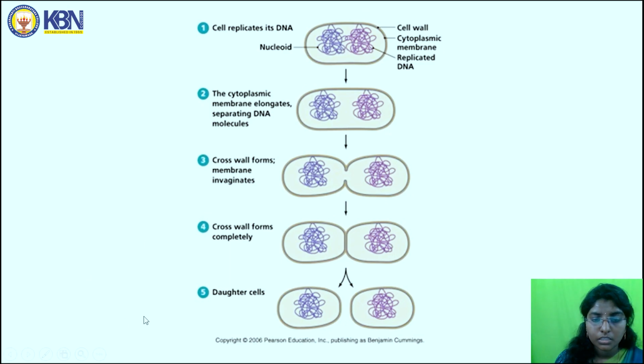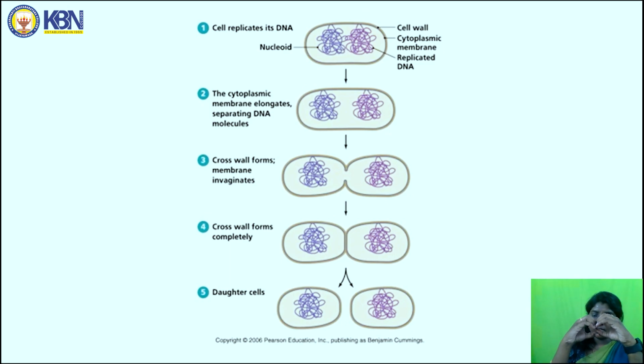After that, daughter cells form in the fifth step. If this is the cell, the nucleoid is present in this. After that, the nucleoid replicates itself, and then the cell wall is getting enlarged, the cytoplasm is getting enlarged, and the nucleoids inside are getting separated from each other. After that, the cell wall invaginates inward.